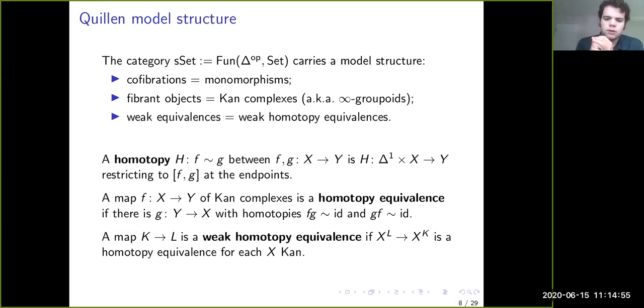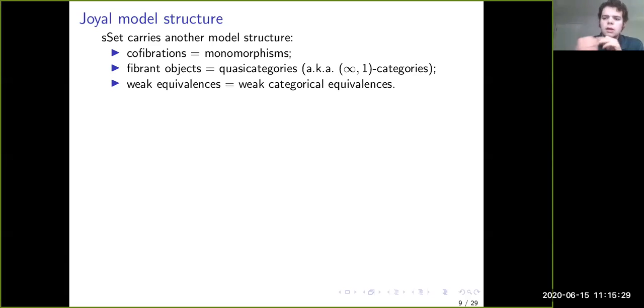And from there, we extend that definition to define a weak homotopy equivalence between arbitrary simplicial sets, say K to L as we have it here, using these simplicial mapping spaces that we can define. So we have these simplicial sets X to the L and X to the K, which will be Kan complexes if X is a Kan complex. So we say this map K to L is a weak homotopy equivalence if for any Kan complex X, this induced map on these mapping spaces is a homotopy equivalence. Right, so that's one example of a model structure on simplicial sets.